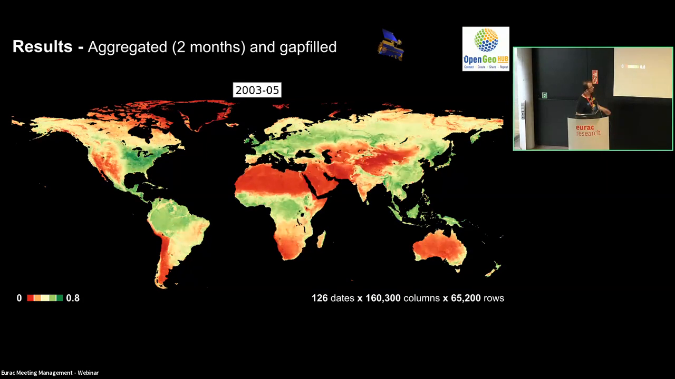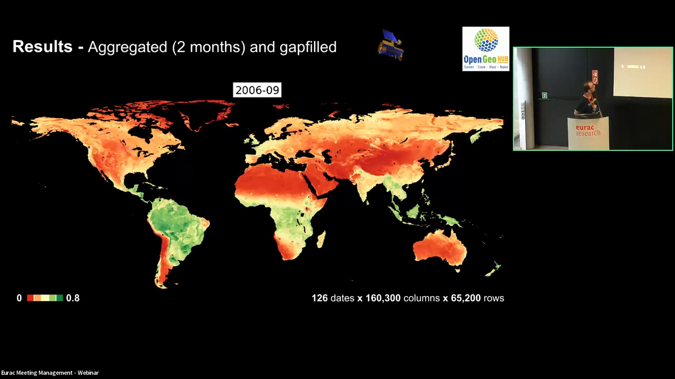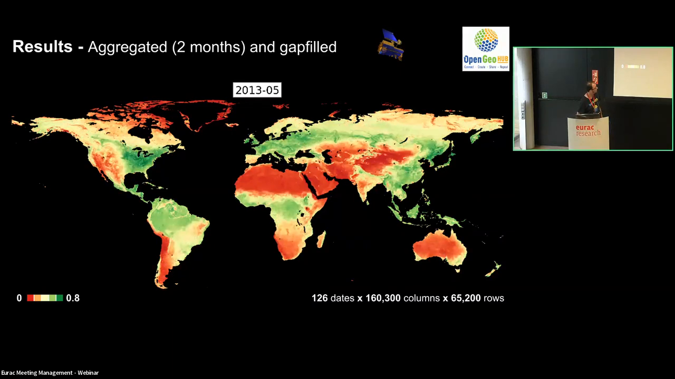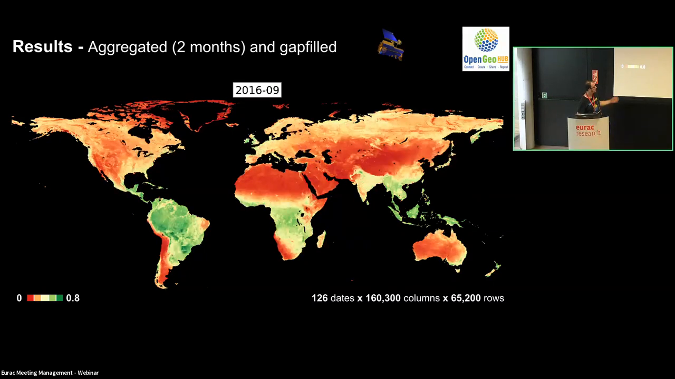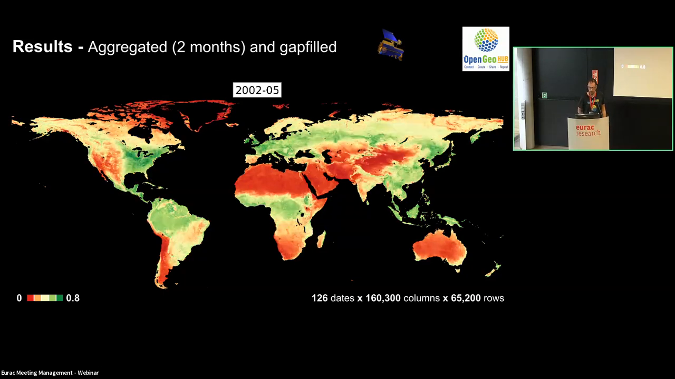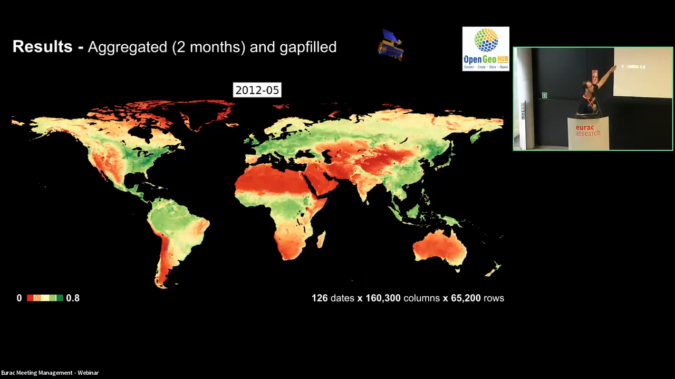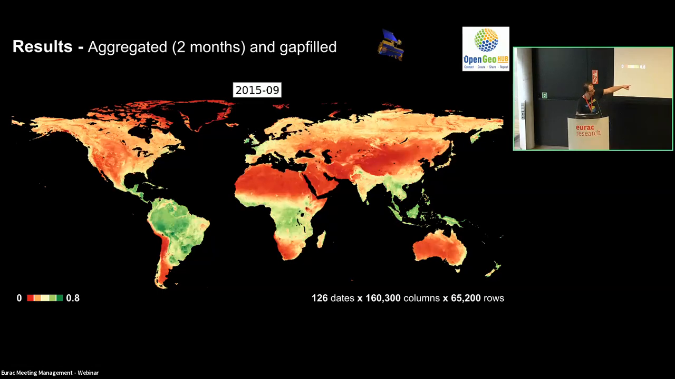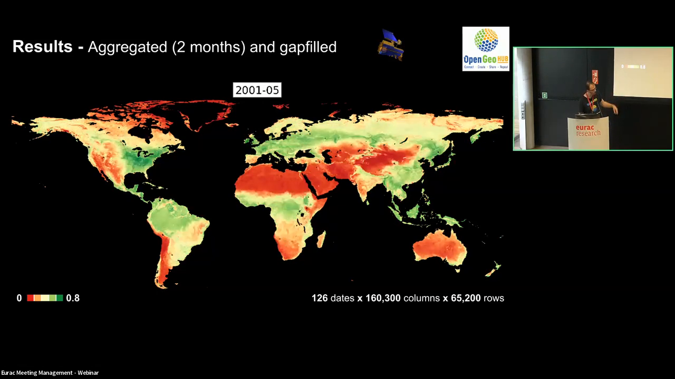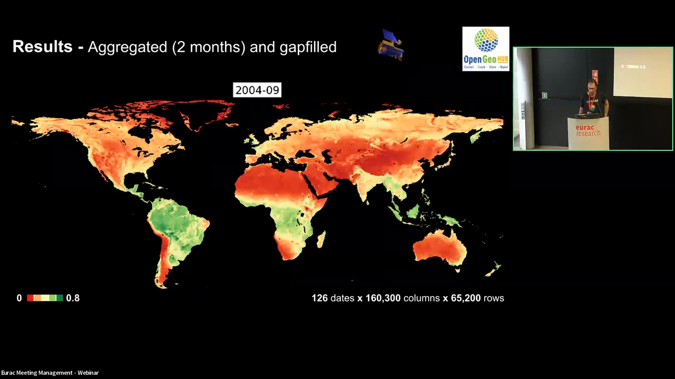And in the end, we have something like this, right? This is basically aggregated, gap-filled MODIS data every 2 months, and this is available in STAC, so you can easily access all these images. And to build this animation, which is a representation of the data cube, you have here 126 dates and this size for every image. Of course, we made some decisions, right?